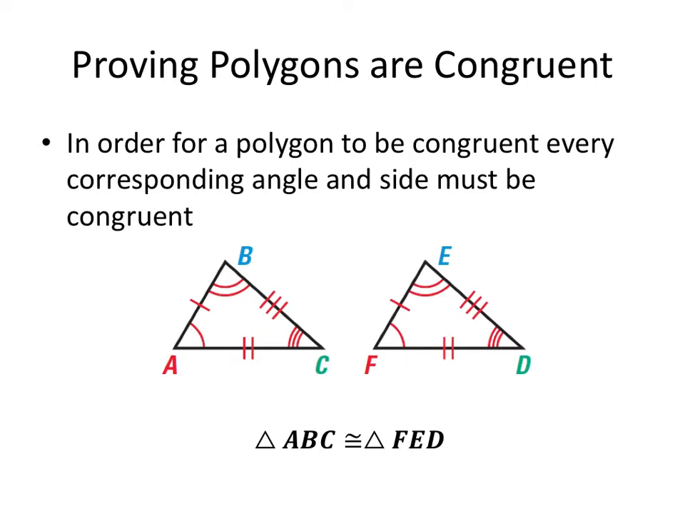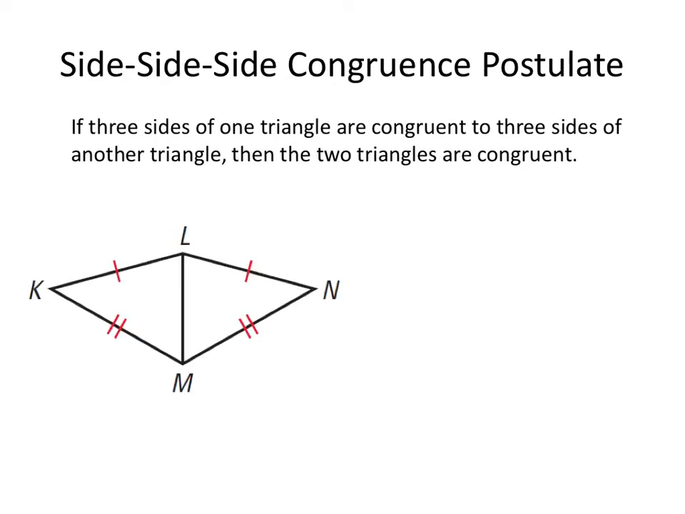Because of the special relationship between the angles and sides of triangles, there are 5 shortcuts to proving triangles congruent. The side-side-side congruence postulate states if 3 sides of one triangle are congruent to 3 sides of another triangle, then the 2 triangles are congruent.